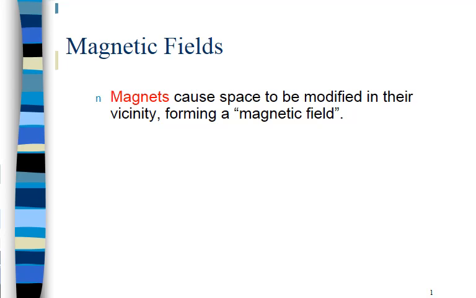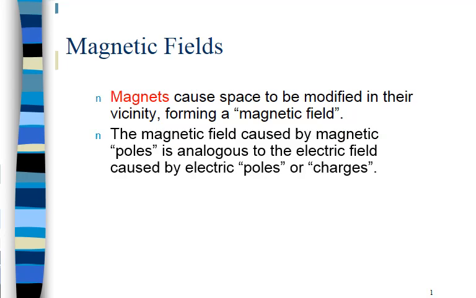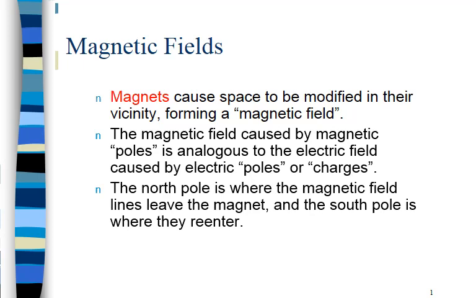Moving on now. Magnets cause a space to be modified in the vicinity, forming a magnetic field. The poles of a magnet are kind of analogous to electric poles or charges, but magnetic fields are separate from electric fields. They're two different kinds of fields. The North Pole is where the field leaves, and the South Pole is where it enters.